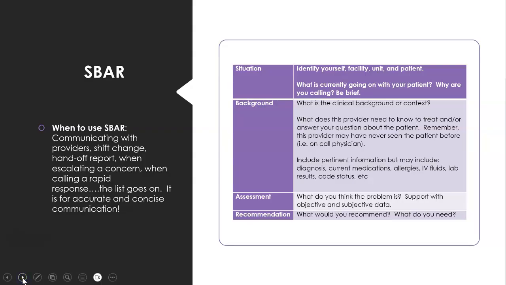SBAR: when to use the SBAR. When communicating with providers, you can use the SBAR. Doing shift change, like I said, handoff report, or when escalating a concern, when calling a rapid response, and the list goes on. It is for accurate and concise communication. Always think about accurate and concise. So you're going to identify yourself. You're going to identify the facility, the unit, and the patient. What is currently going on with the patient? Why are you calling? And make sure you're brief as far as the situation.